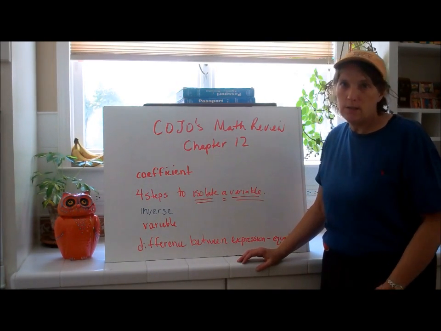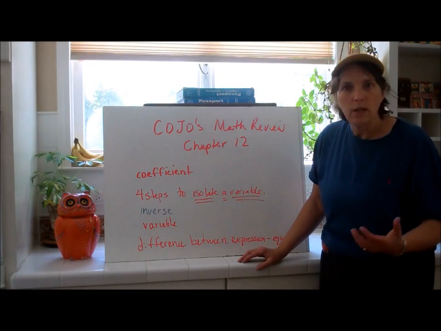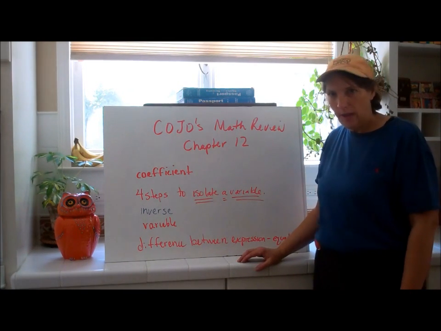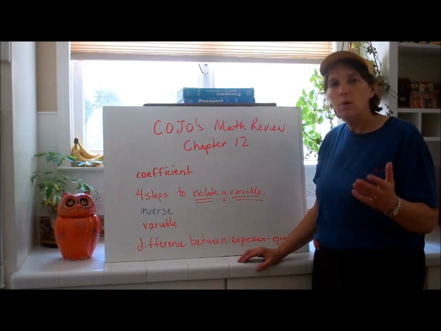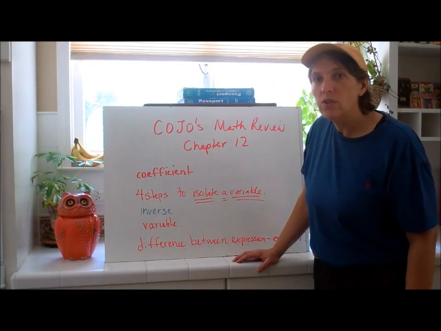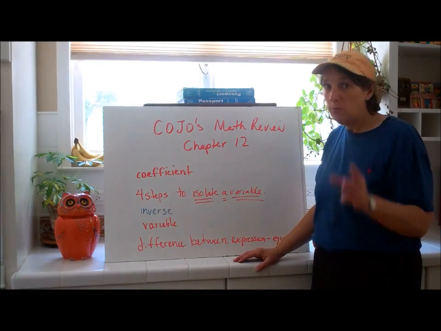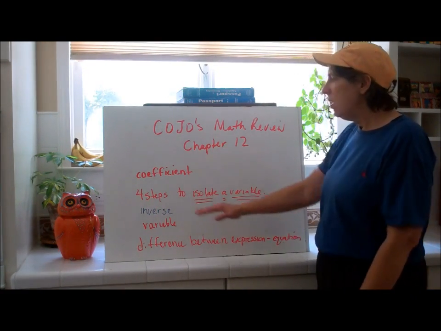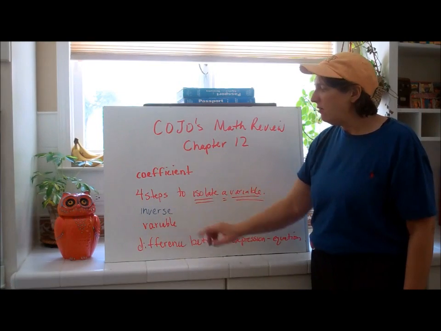Negative 3x, the coefficient is negative 3. 1/2 x, the coefficient is 1/2. If I have just x, the coefficient is 1. Remember that, 1. Now, I'm going to skip down here to inverse.